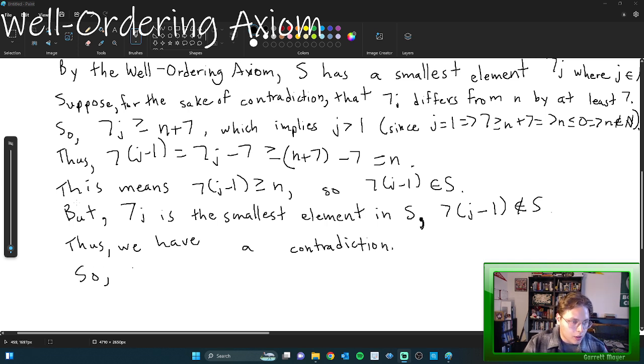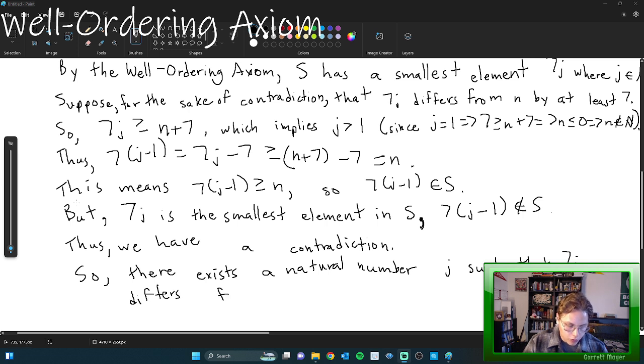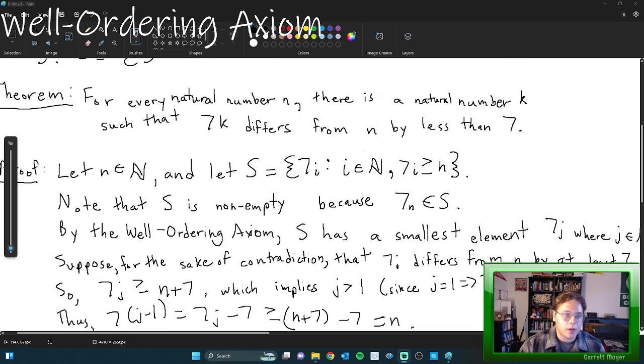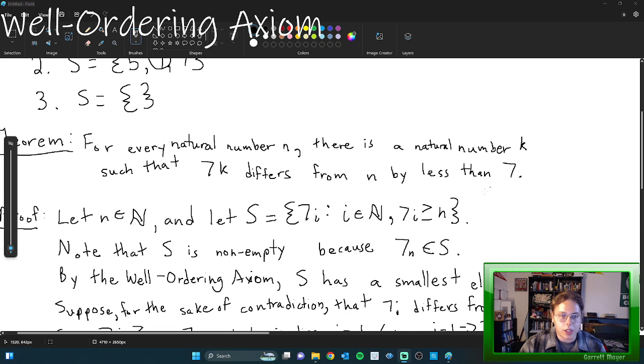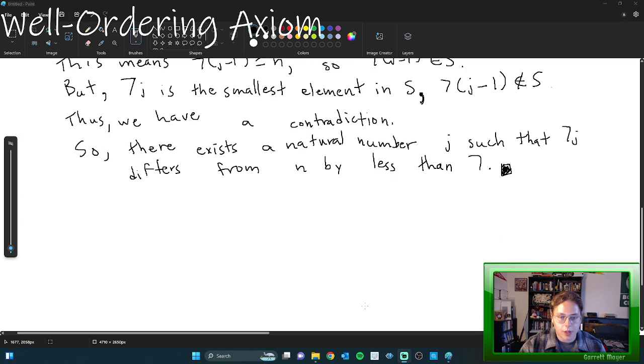So there exists a natural number j such that 7j differs from n by less than 7. So as a result, we found that integer, and we've proven the original statement that you can find some natural number such that 7 times that natural number differs from n by less than 7. So we've gone and proven the theorem.